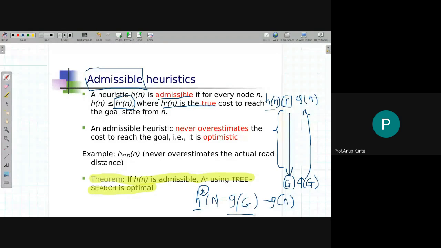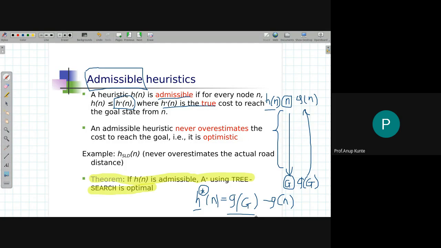Until you reach the goal node, you will not know this. But once you have solved the problem, you can do this analysis and understand whether h of n is always less than or equal to h star of n for all n's. If so, you will learn a new thing about h of n, and that is that h of n is admissible. I can use this h of n for the next iteration of my problem. A new problem of this kind will come, and to solve that problem I can easily use h of n. This is what admissibility tells you.